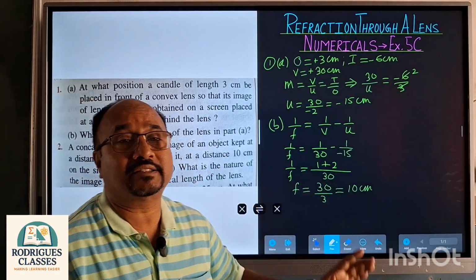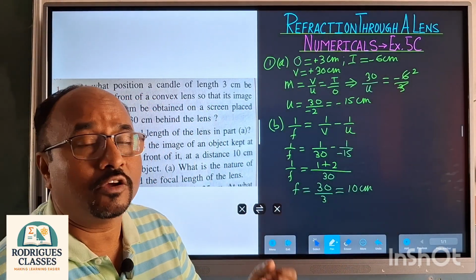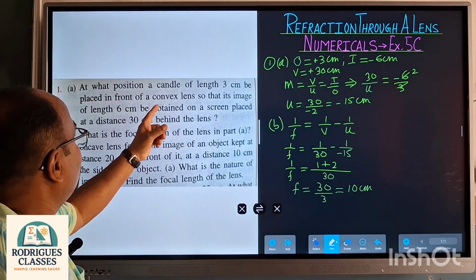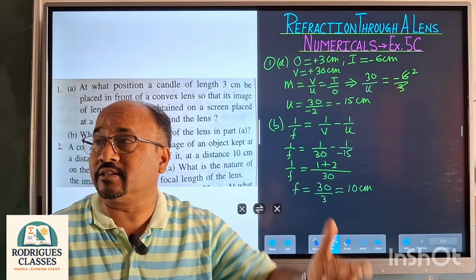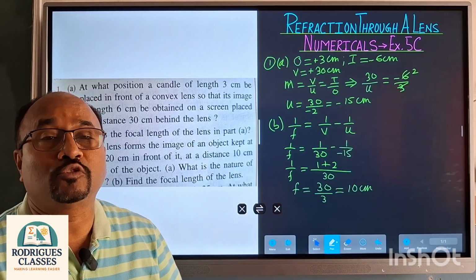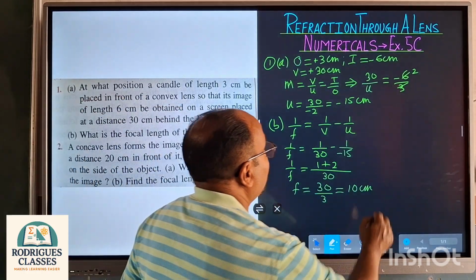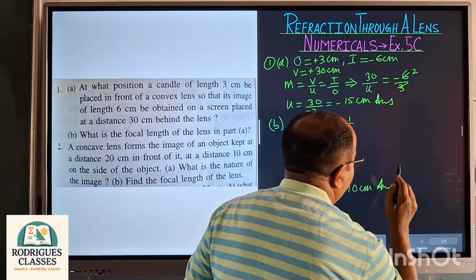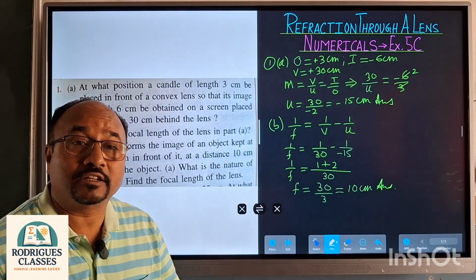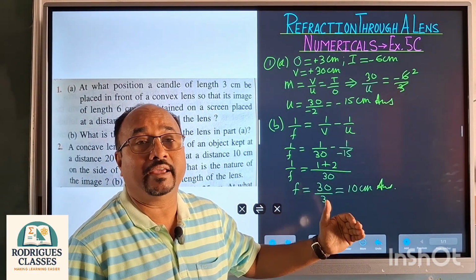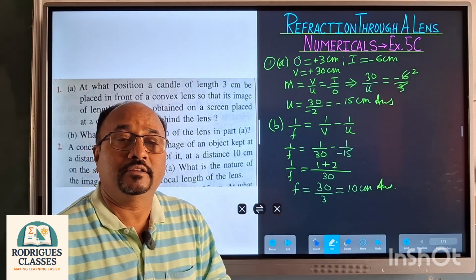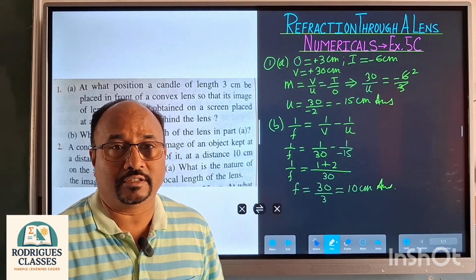So F coming as 10 centimeter means plus 10 also confirms that it is a convex lens, and in the question also it was told that it is a convex lens. So you come to know clearly that both your answers are correct. Hope you have understood with this sum how to apply the signs which are there. You put the signs correctly, so numerical is very easy.